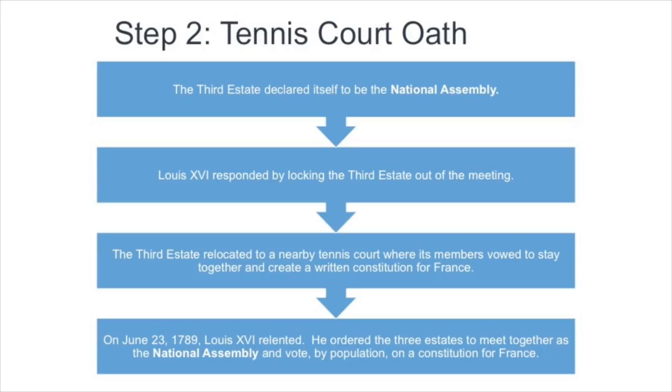The new constitution would be produced. It would be called the Declaration of the Rights of Man and Citizen, and France would be officially a democracy on par with the United States and England for the time being.